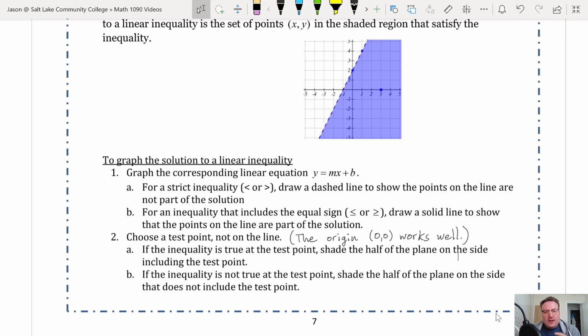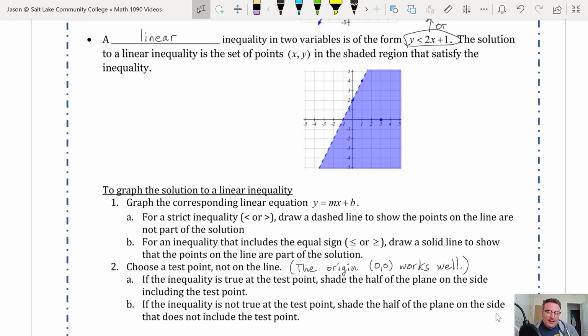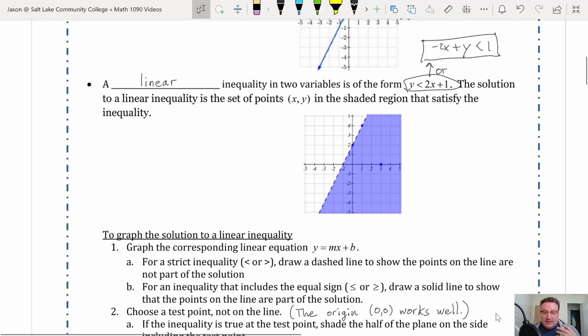Okay, so once you've drawn the line that is the graph of the corresponding linear equation, to get the solution set to the linear inequality, what we do next is pick a test point. As long as your line doesn't go through the origin, I recommend you choose the origin, x and y both equal 0, as your test point. Plug that into your inequality and see if it satisfies it.